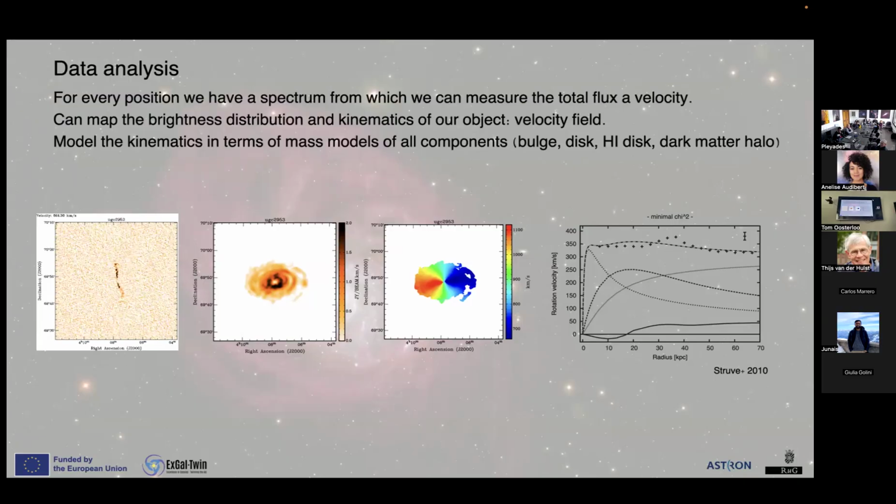Data analysis. So we have the data cube, and we want to do science with it. We can, of course, map the brightness distribution. Effectively, we integrate over frequency to get the total line emission, and you get a map of the HI distribution, in this case of the galaxy. Same for the velocity. For every pixel, you define the velocity I observe, and so this is the velocity field of that galaxy. Then you can do science, like in this case, a rotation curve, mass modeling, etc.